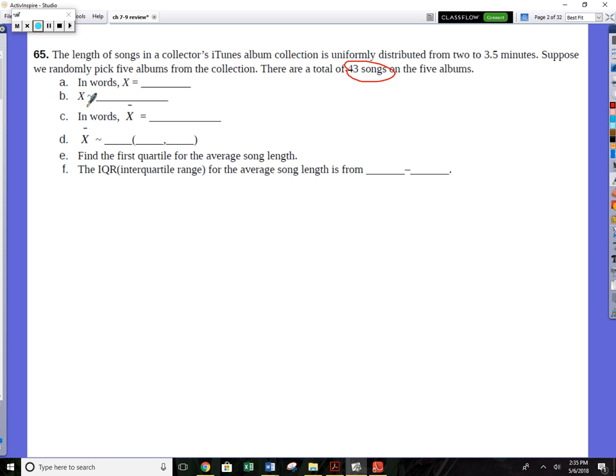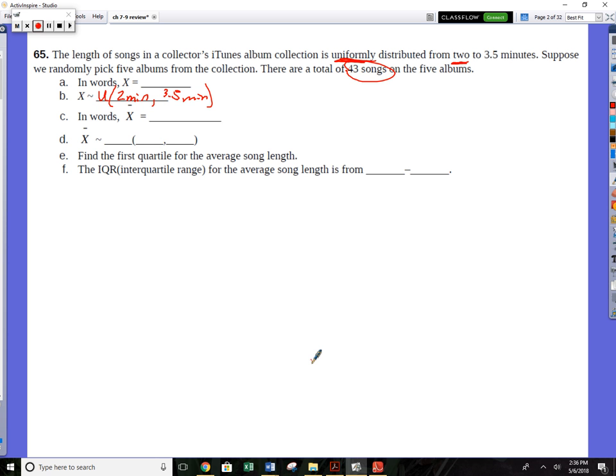Now, maybe let's start with B. X is uniformly distributed, so X is coming from a uniform distribution. Okay, a uniform distribution is from A to B. A is kind of the min. So the smallest song is 2 minutes, and the longest song is 3.5 minutes. So there we go. Now you've got to have this in your notes.